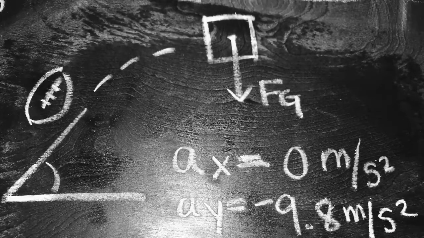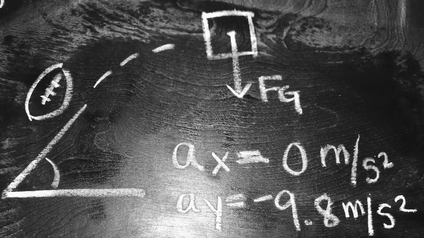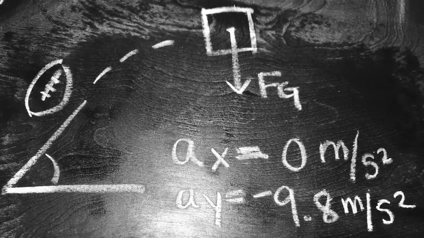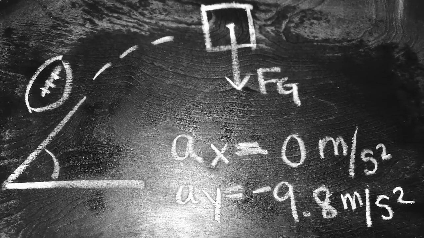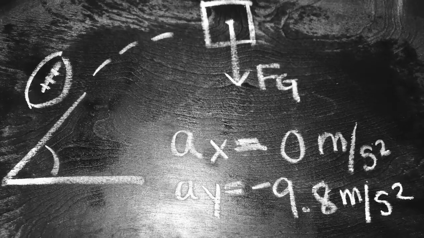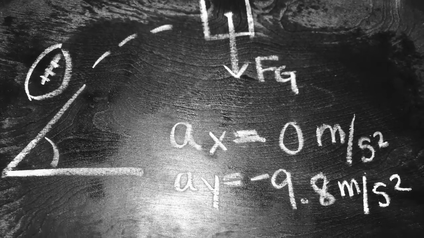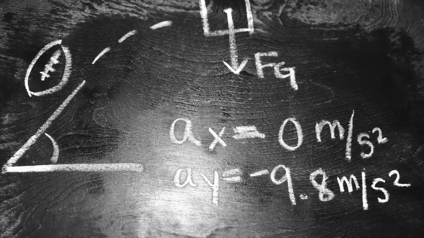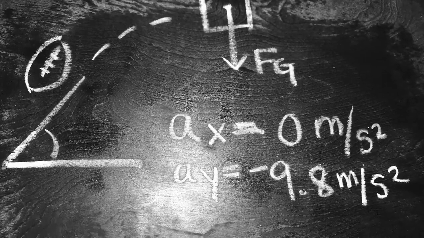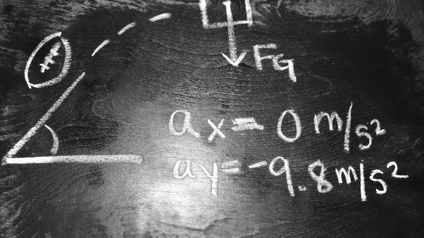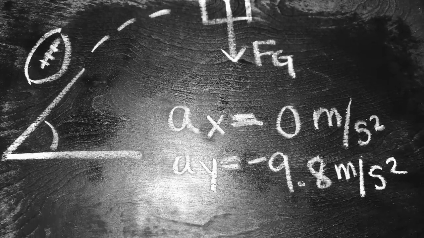To find the acceleration, draw a free body diagram. When the ball is in the air, the only force acting on it is the force of gravity, which is going down. This means that the only acceleration on this projectile is in the vertical direction. We know that the force of gravity is 9.8 meters per second squared, and since the force is pointing down, that will become a negative 9.8 meters per second squared. Since there are no force vectors pointing anywhere else, there is no horizontal acceleration. This makes the horizontal acceleration 0.